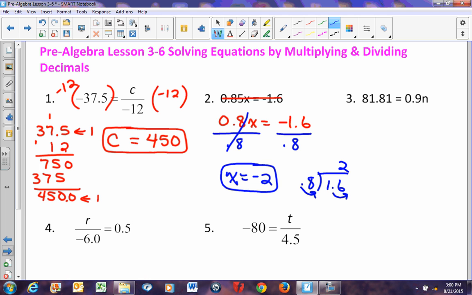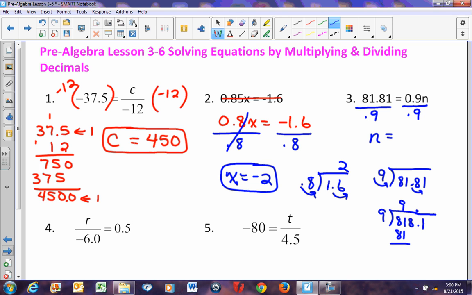Number 3 here, 81.81 is equal to 0.9n. Divide by 0.9 because they multiply by 0.9. N equals, so 0.9 goes into 81.81. Move the decimal, so it's now 9 into 818.1. 9 does not go into 8, but it goes into 81 9 times. So it's going to be 90.9.